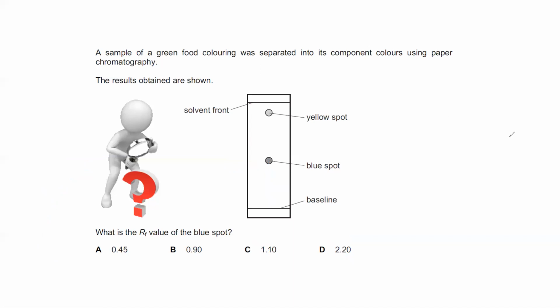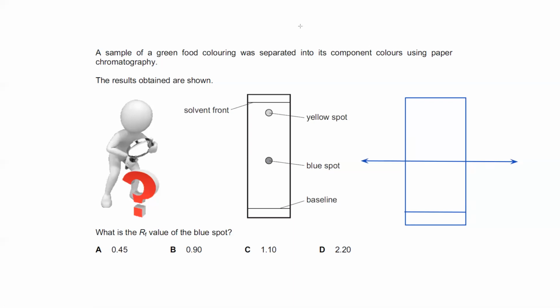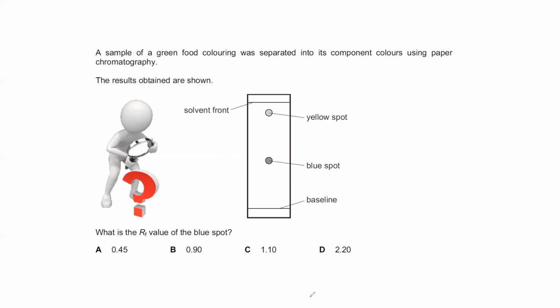And there's also another simple technique which you can use. Look, if the spot is below the halfway, if the spot is less than the halfway, the RF value will be less than 0.5. If the spot is above the halfway, the RF value will be more than 0.5. So when you check this halfway, the spot is approximately at the halfway. So it cannot be 0.9, it will be in the range of 0.5. This is a short way to get the answer, but you can also use your measurement and find the final answer. Is it clear?